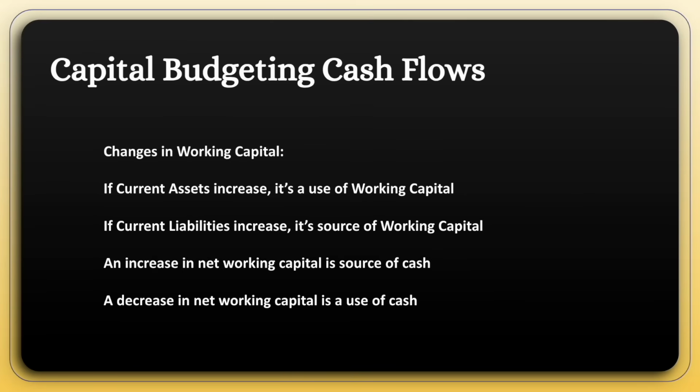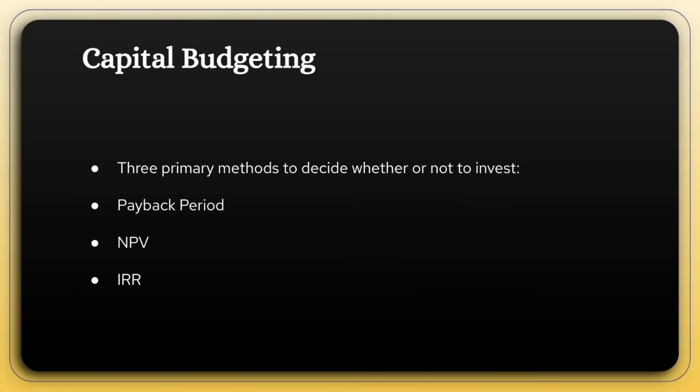So capital budgeting results in changes in working capital. If a current asset increases in value, it's a use of working capital. If current liabilities increase, it's a source of working capital. That means current assets like cash or inventory are uses of capital, and liabilities like loans are sources of working capital. An increase in net working capital means it's a source of cash for the company, and a decrease is a use of cash.